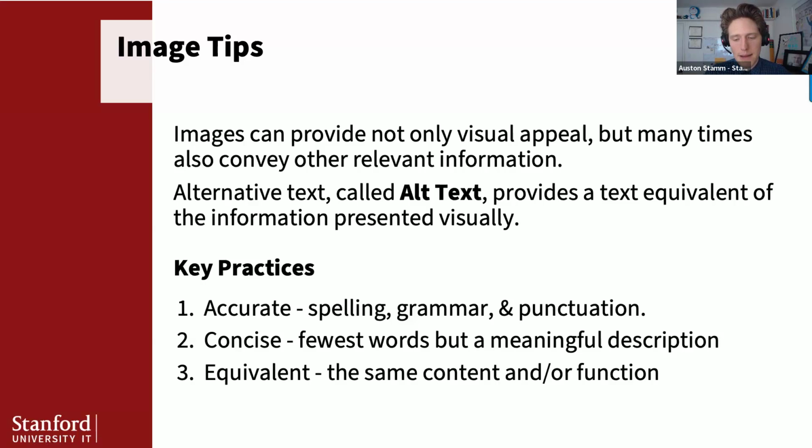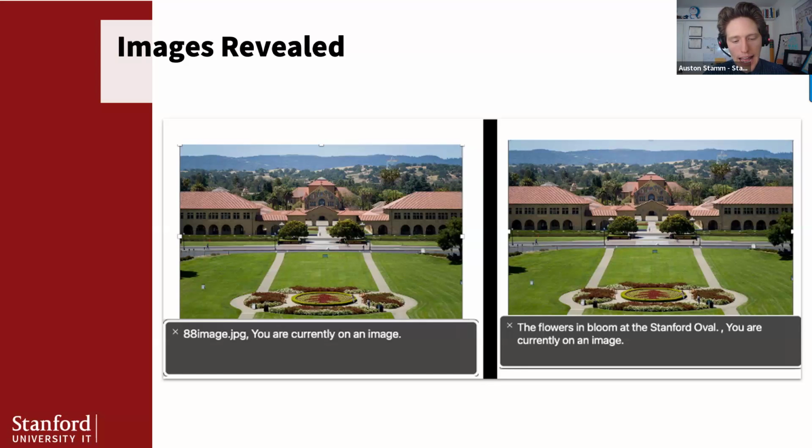You want to be thinking about whether the image accurately conveys the author's intent, and ensuring that the spelling and grammar are concise. You want to use the fewest words possible to describe the image, roughly around 125 characters or so, making sure it's equivalent in meaning for that content. What's the key takeaway?